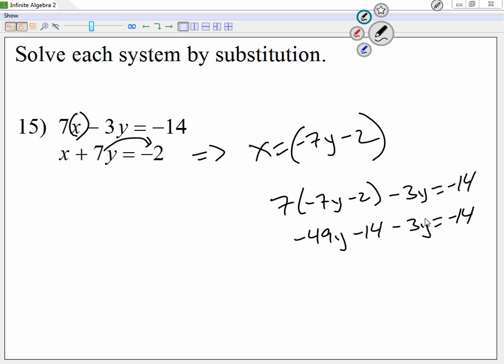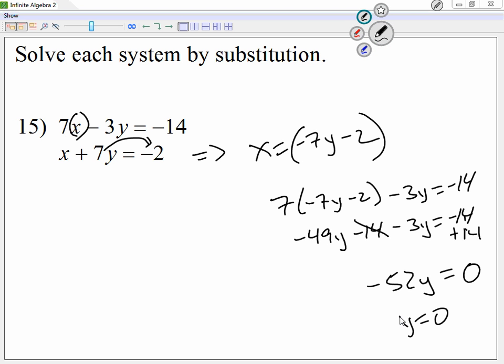Letters on one side, numbers on the other, so this negative 14, let me move it to the other side as a positive 14. When I combine the y's, negative 49, negative 3, I get negative 52y. When I combine negative 14, positive 14, I get 0. I think we can agree y is equal to 0, right?